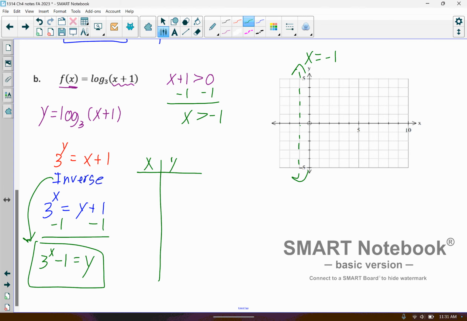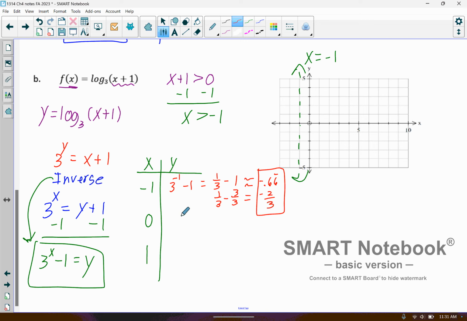So here's x, here's y. So once again, I probably don't want to get too crazy with the numbers I pick, so I'm just going to pick like negative 1, 0, and 1. So when I plug in negative 1, it's going to get a little messy. So I'm going to have 3 to the power of negative 1 minus 1, which then becomes 1/3 minus 1. And if you were to put that in your calculator, it would come back as negative 0.66 repeating, or you can convert the 1 into a 3 over 3, and you can get an exact answer of negative 2/3. So either one of those is good.